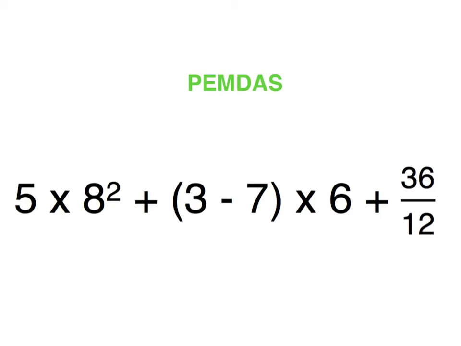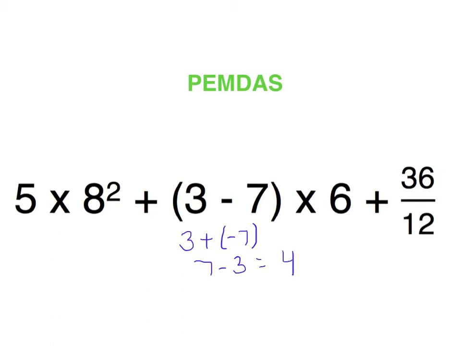The first thing that we have to do is look for anything that has parentheses. In this problem, we have 3 minus 7 in parentheses, so that's what we're going to do first. To solve the problem 3 minus 7, we're going to change it to an addition problem. 3 plus negative 7. When we're adding integers with opposite signs, we really subtract their absolute values. So that becomes 7 minus 3, which is 4.